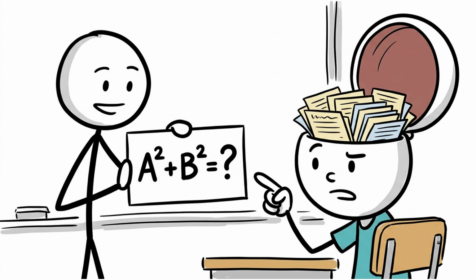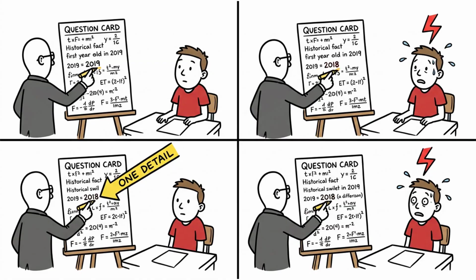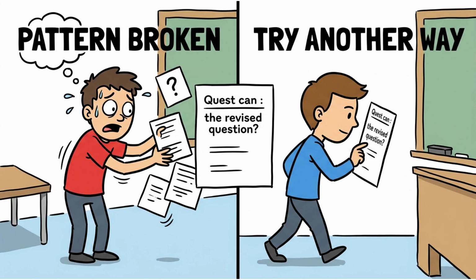Ask that student the exact same question, worded the exact same way, and they will answer instantly. Change one small detail, though, and something breaks. The student freezes. The pattern they memorized doesn't match anymore, so the answer doesn't come.